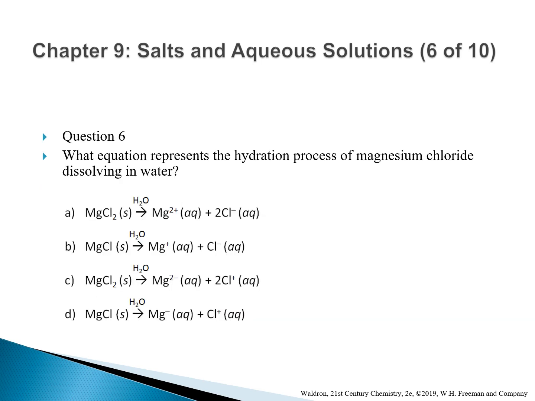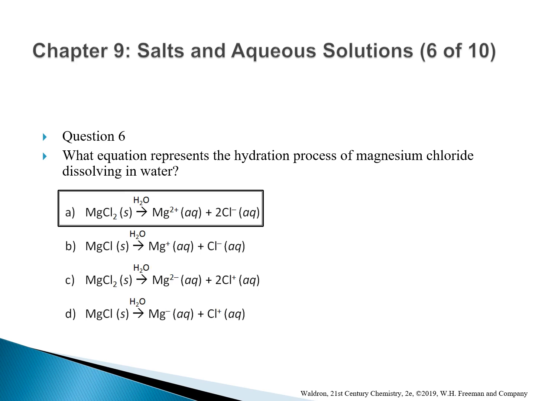Question 6. What equation represents the hydration process of magnesium chloride dissolving in water? The choices are given as following. Please pause your video here. The correct answer is A.